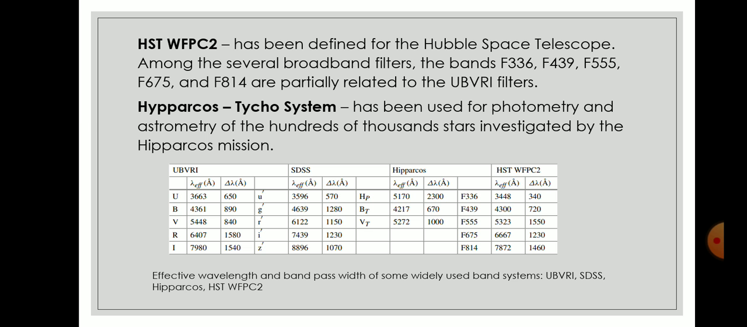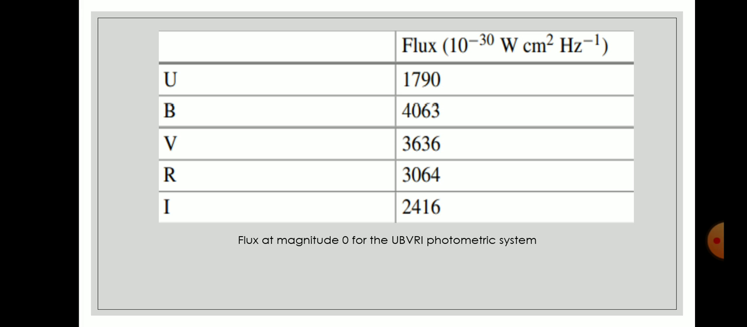These are the properties of the broadband systems, briefly summarized in this table. And due to the relevance of the UBVRI system, we report the flux corresponding to magnitude 0 for the UBVRI photometric system in this table.